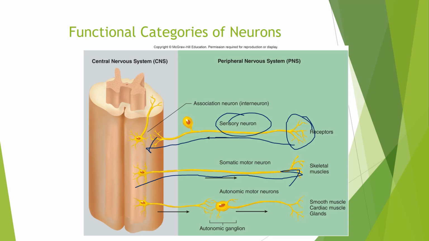Autonomic motor neurons, what we have here at the bottom, help to innervate involuntary targets like smooth muscle, cardiac muscle, and our glands. And so we have two different types where we have our sympathetic neurons and then parasympathetic neurons, where sympathetic stimulate a fight or flight situation and response, and parasympathetic are important for normal functions such as rest and digest.